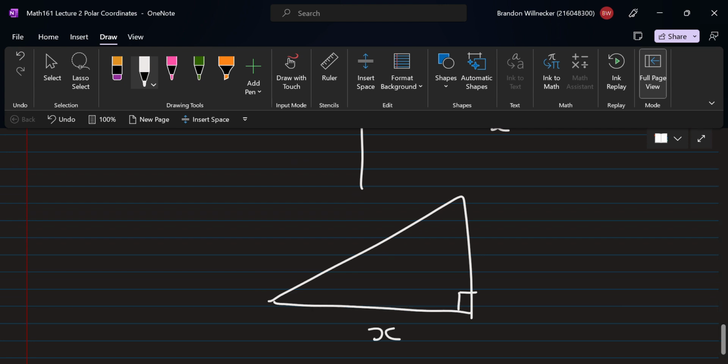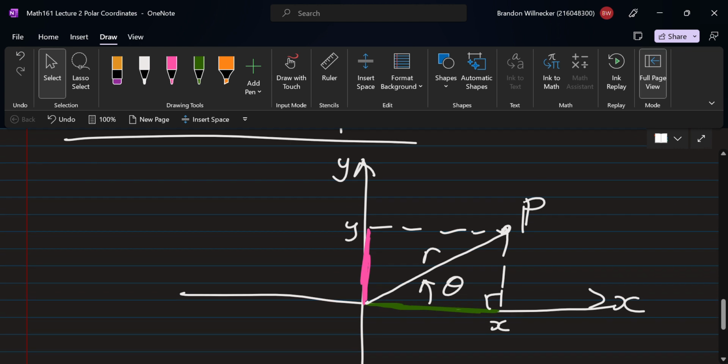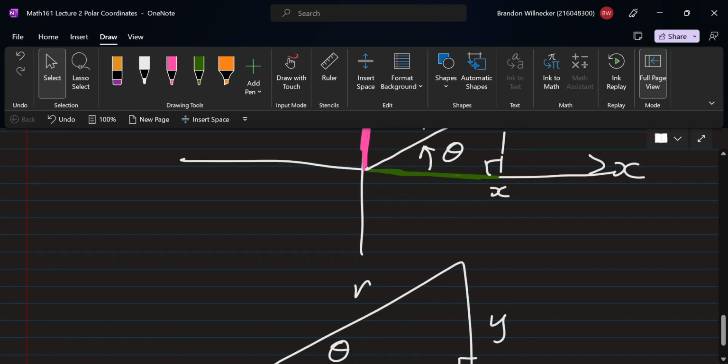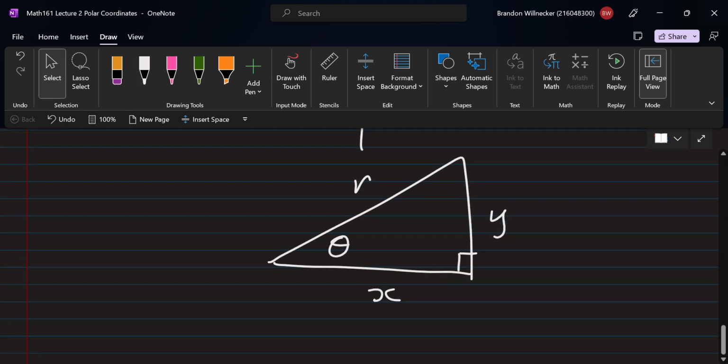Okay, at the bottom we had x. On the side we have y. The hypotenuse is r. And the angle is theta. Okay, so I've just taken this diagram here and redrawn the triangle. But now from this triangle, we can see that there's a way to go back and forth between the two sets of variables. Okay, so how do we find x in terms of r and theta?